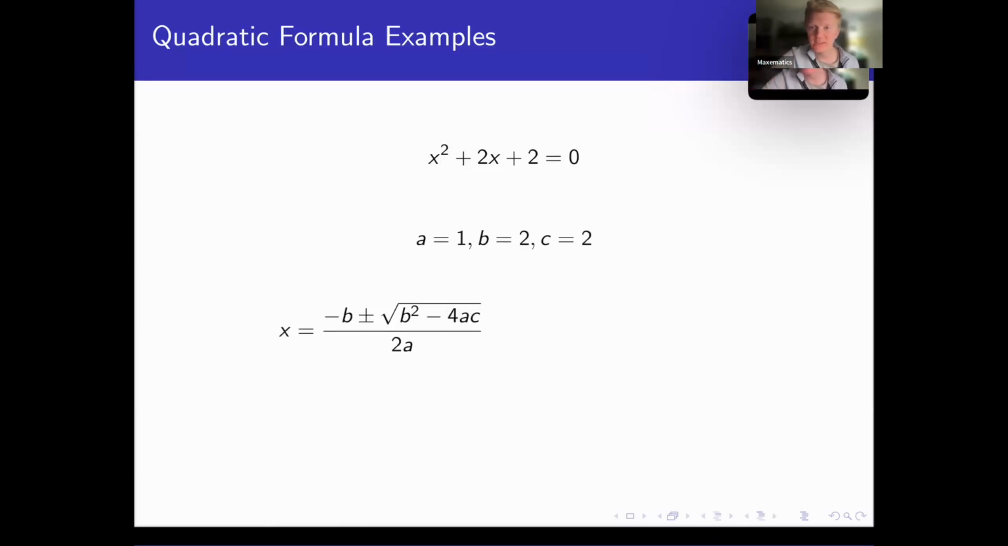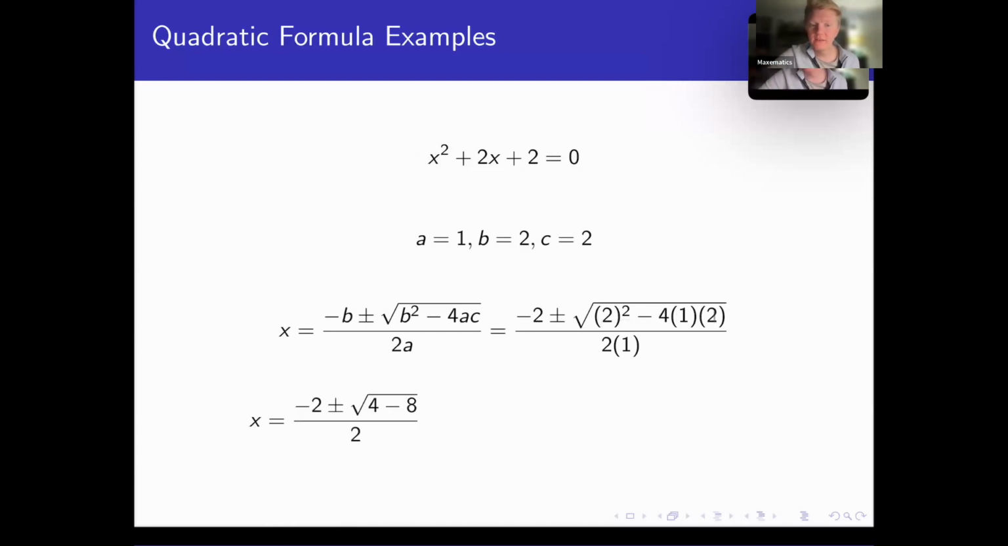But now let's plug in all of that information to the quadratic formula. All right, well, 2 squared is 4. 4 times 1 times 2 is 8. 4 minus 8 is negative 4. Okay, well, the square root of positive 4 is 2, so the square root of negative 4 is 2i. And now we can divide everything by 2 to get negative 1 plus or minus I.